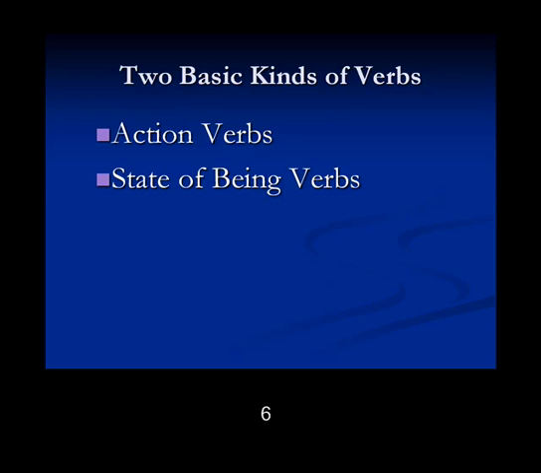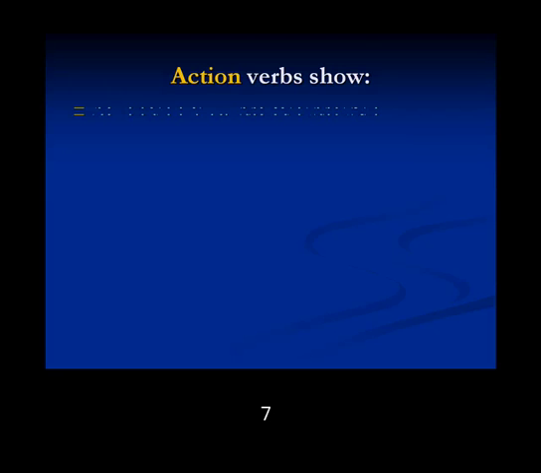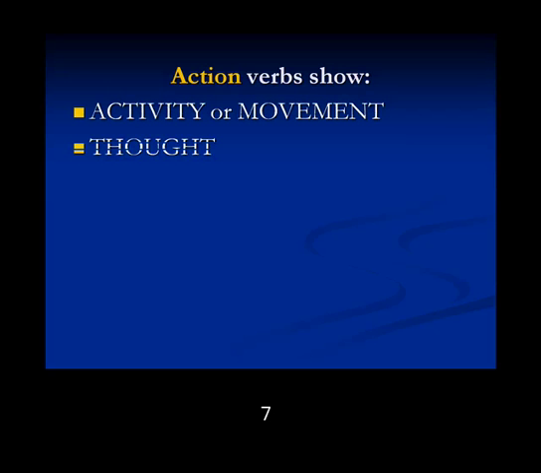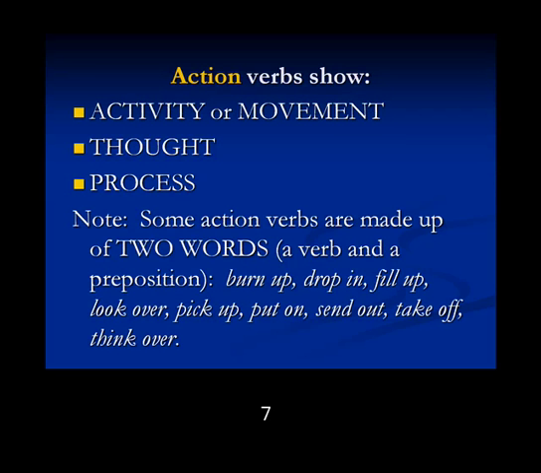Now there are two kinds of basic verbs. They're the action verbs and the state of being verbs. The action verbs show activity or movement, thought, and process. Now, some action verbs are made up of two words, a verb plus a preposition, like burn up, drop in, fill up. We could have used incinerate, visit. Instead, we use those little tiny verbs with the preposition at the end. Those are junk verbs.